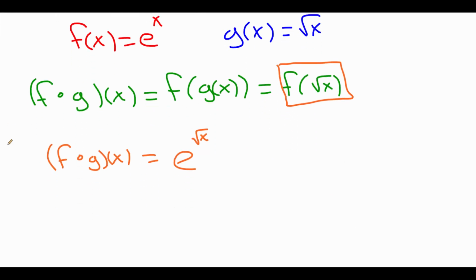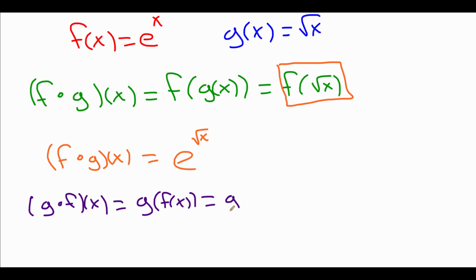But I could also do this the other way around. If I wanted to, I could do g composed with f of x. And what that would mean is that we're starting with our g function, but then we're plugging in our f of x function. So we're going to be doing g of my f of x function, which is e to the x.